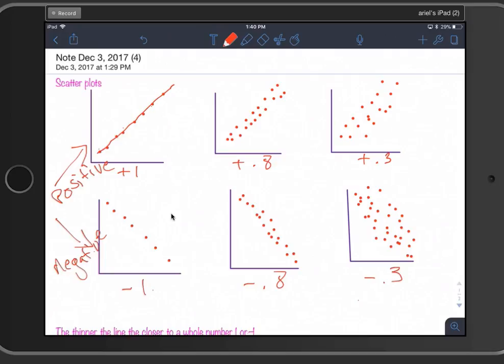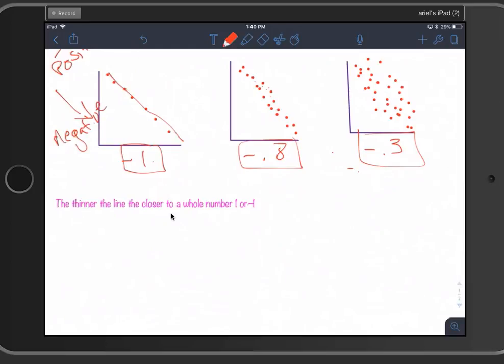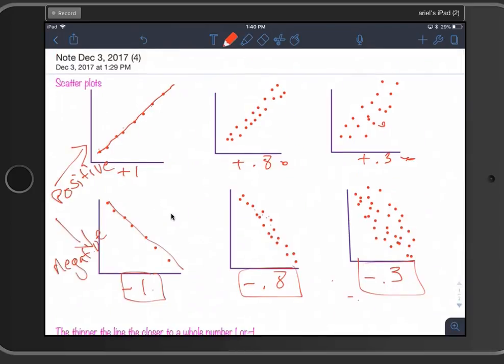When it spreads out a little bit, it goes a little bit lower. When it spreads out a lot, it gets even lower. And the same thing on the negative scale. If you can draw a line, it's a full negative 1. If it spreads out a little bit more, it goes to a -0.8 and then to a -0.3, and there are different numbers in between there. So the thinner the line, the closer to a whole number 1 or -1. Just remember that positive goes up, negative goes down.